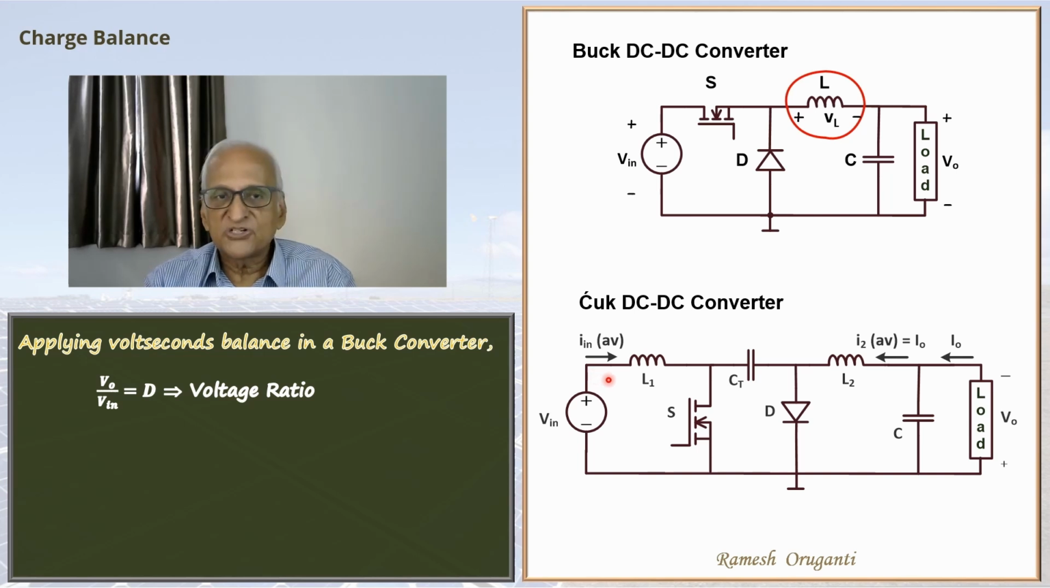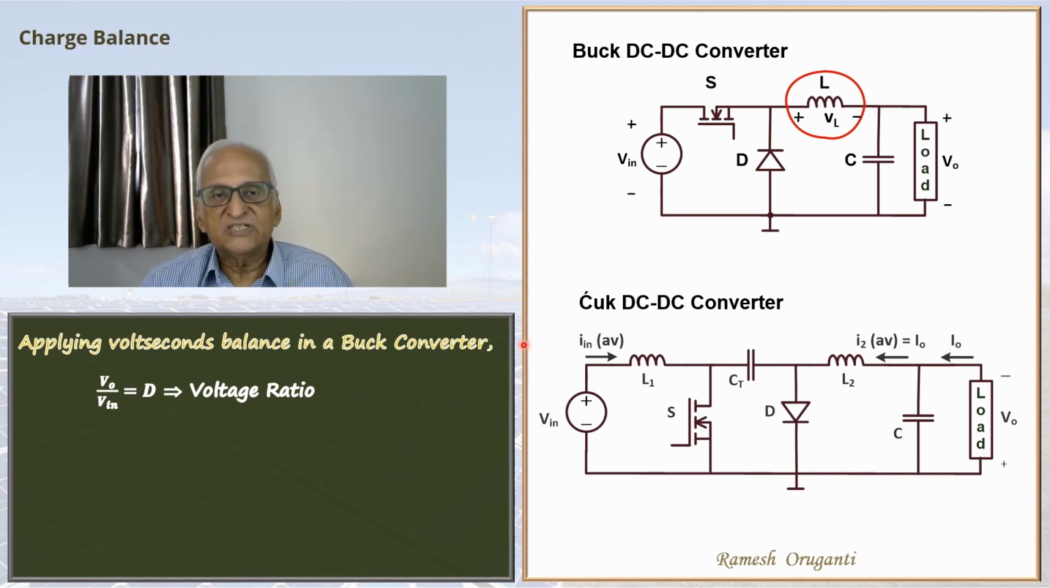We are not going into the operation of the converter in detail, just to illustrate how charge balance can be applied. So I in average is the DC current from the DC source V in. I0 is the DC current absorbed by the load. If I take a look at this node, the capacitor cannot absorb the DC current. We have already seen that. So this DC current should be flowing in this inductor. So I2 average is the load DC current, I0, and I in average is the source DC current.